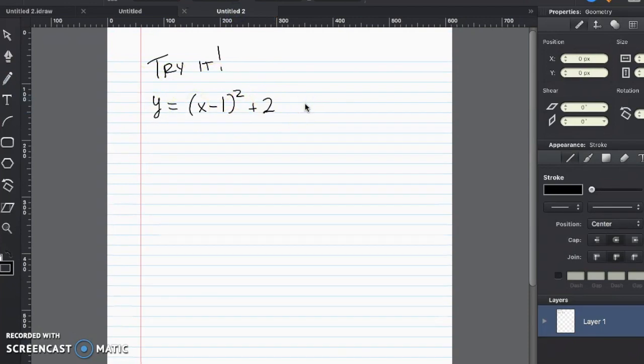Here's an example. This is something slightly simpler, but you're going to do some similar steps. I want you to try to find the inverse of this function.